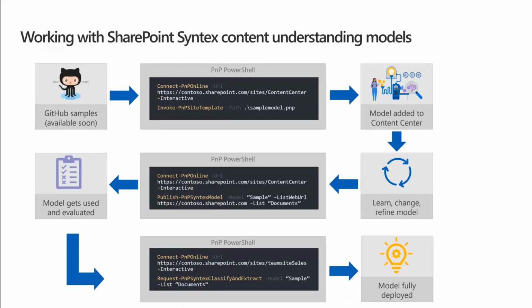And finally, once you're fully done, your model is being evaluated by users, everyone's happy about it, you want to apply the model on the existing content, and then you can use the Request-PnPSyntaxClassifyAndExtract commandlet, which will take existing files in the library where you applied the model to and process those files using the AI system. So by default, if you add a model to a library, only the newly added files to the library are processed, not what was already inside the library. And with this commandlet, you can actually just push all the content of the library through the model.